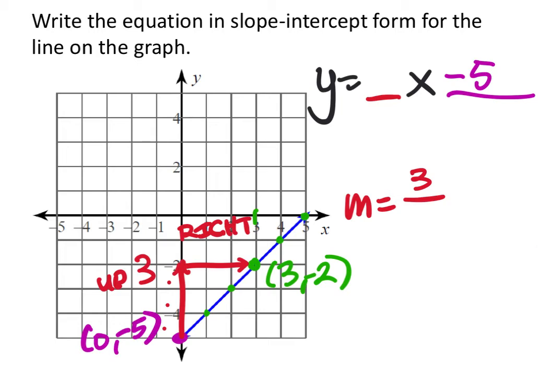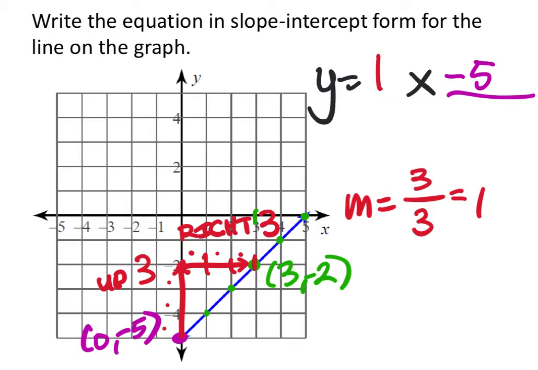And then what's the run? It goes to the right, 1, 2, 3 boxes. 3 boxes. And again, you could count the lines, 1, 2, 3 if you need. That's the run, right 3, which makes it +3. And 3 divided by 3 is 1. So we're going to write this in as y equals 1x minus 5.